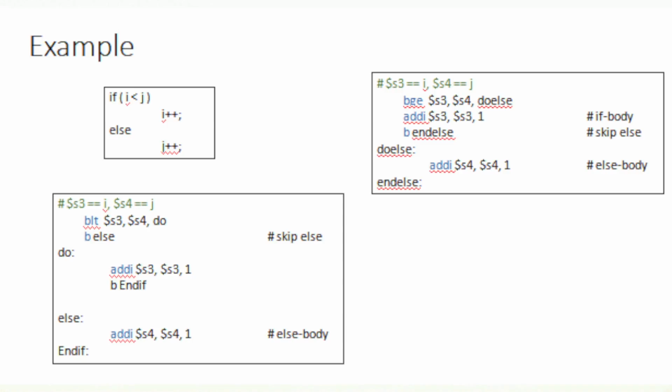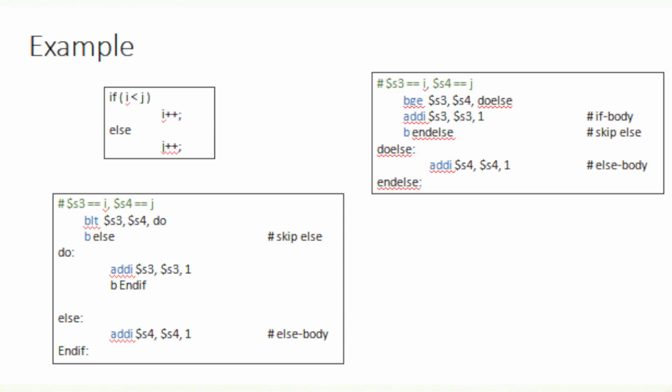Second example: if i is less than j, then we have to increase the value of i, else we have to increase the value of j. So we will use branch less than. We take S3 equal to i and S4 equal to j. Now we are using branch less than.